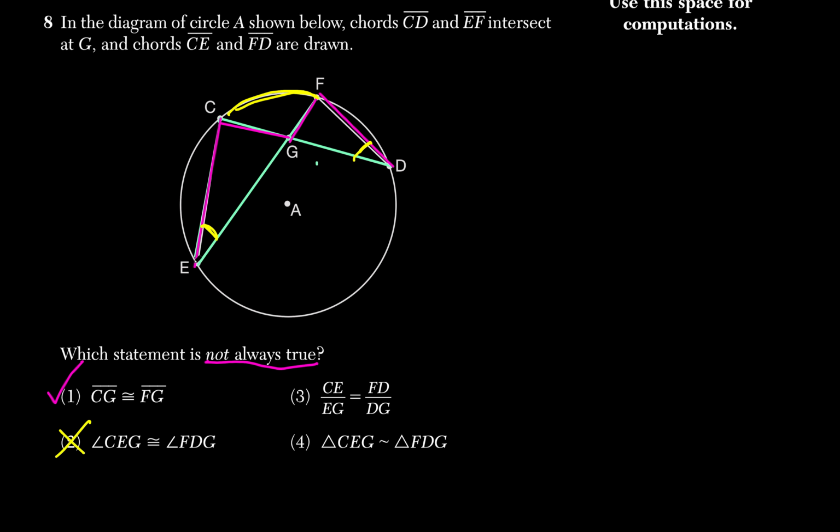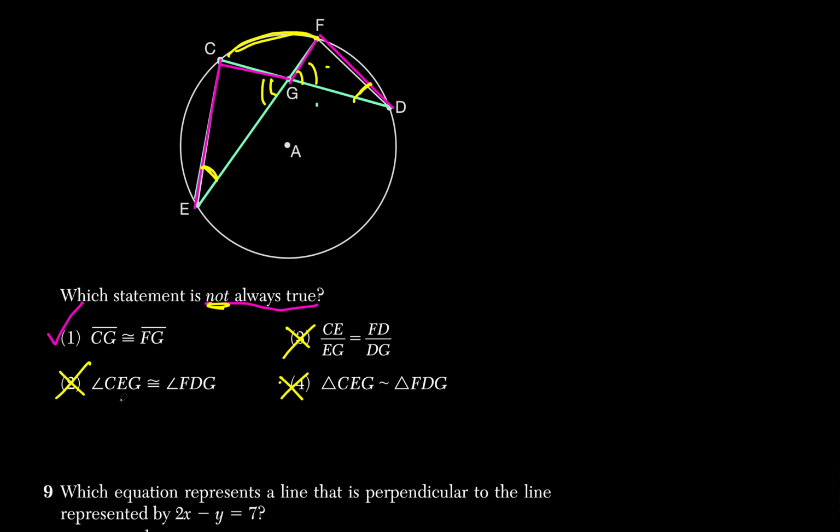So CE over EG is the same thing as FD over DG. That's actually going to be true because these two triangles are similar to each other because they have two sets of angles that are congruent to one another. And in order for two triangles to be similar, you only need two angles from both triangles to be the same. So these two triangles are actually similar to one another, so this is always true. And we're looking for something that's not true. They're both similar, and if they're similar, you can write them in proportion. So this will also be true. The only one that's not true is the chord CG congruent to FG.